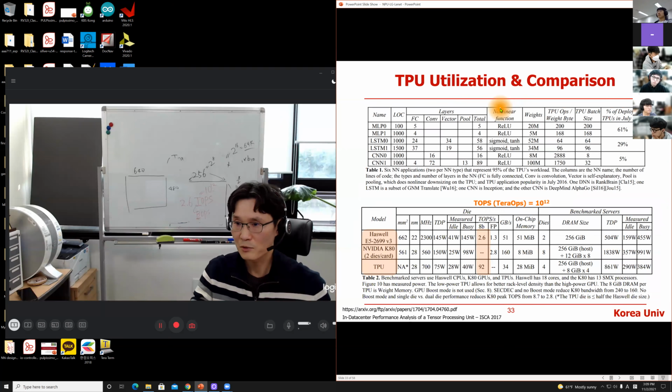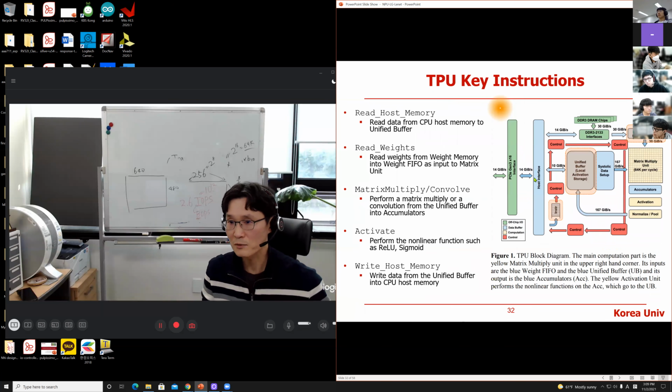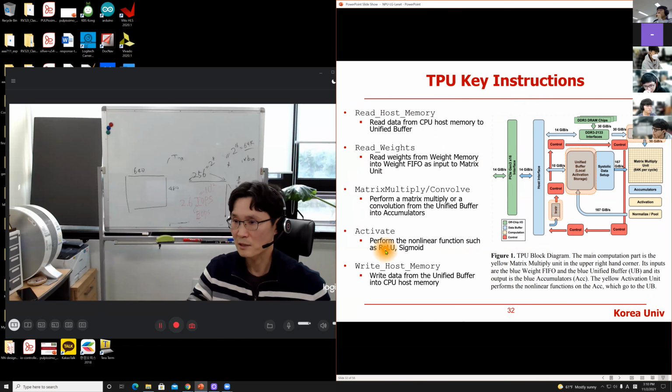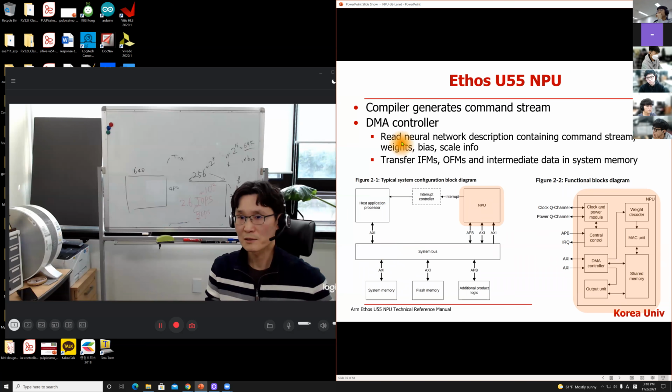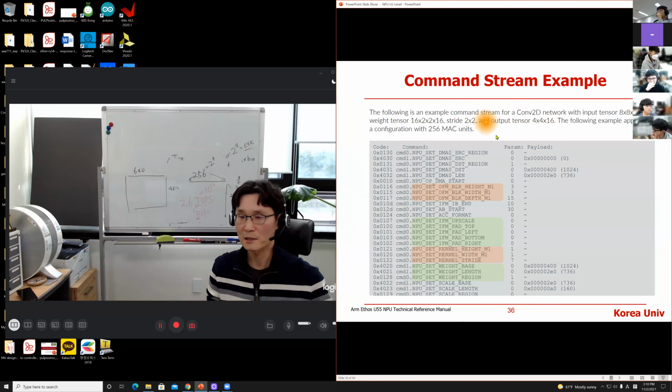If you go back to here and look at the TPU, there is the instruction stream. By mixing these instructions, you can implement a DNN model, ResNet for example. Here it is the same thing, using a command stream. I managed to find some example instructions, commands, like this.